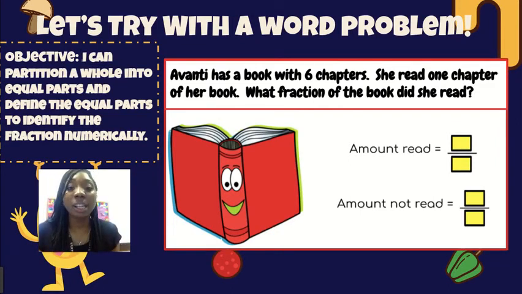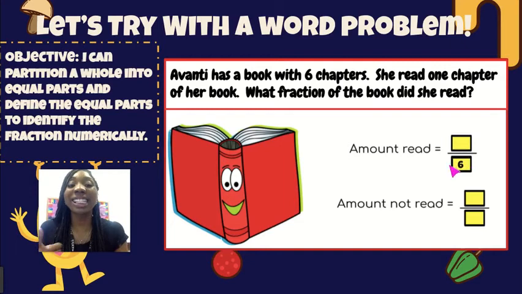So Avanti has a book with 6 chapters. So in her whole book, she has 6 chapters. And she reads 1 chapter of her book. What fraction of the book did she read? So let's think about the amount she read. Well, let's think. How many chapters are in the whole book? Excellent. There are 6 chapters in the whole book.